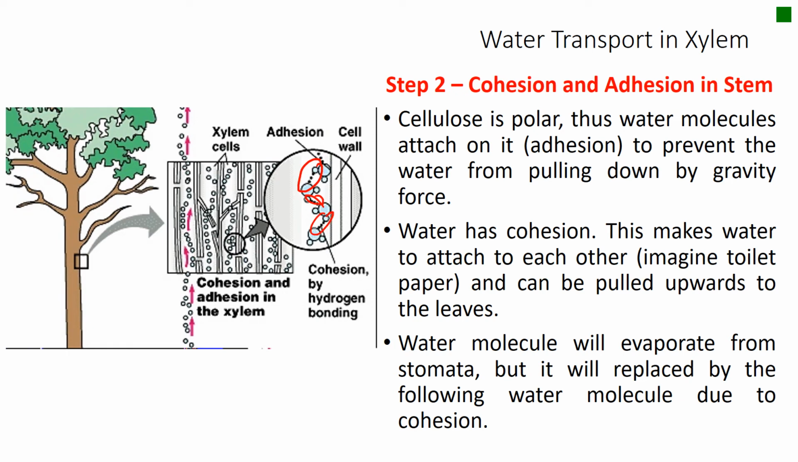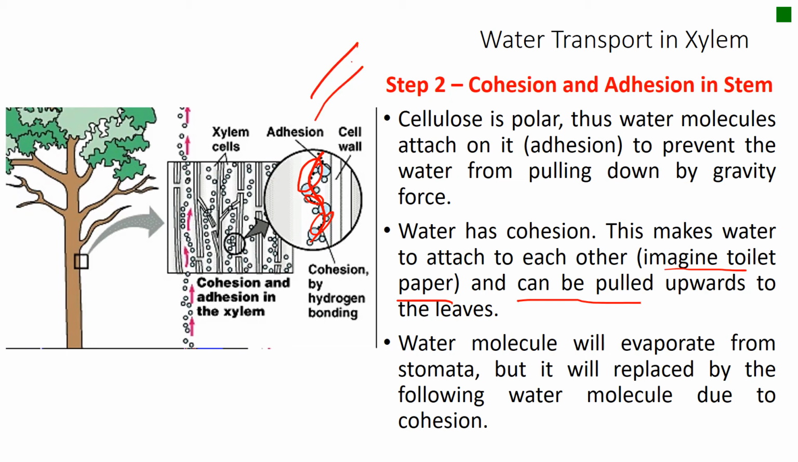Cohesion makes water molecules attach to each other. So you can imagine toilet paper: between one piece and the next, it is attached, it's connected, and can be pulled. So the water stream like this can be pulled upwards, go to the leaves.